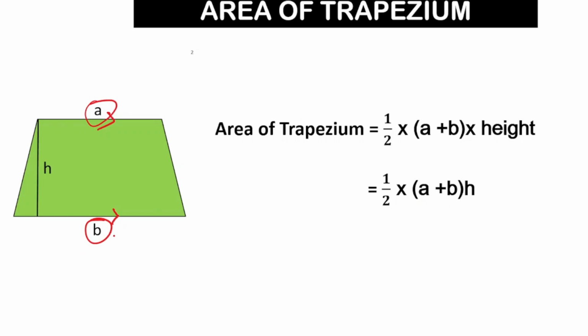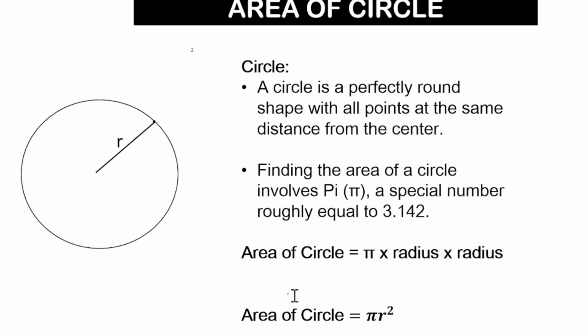Then the next shape that we have here is a circle. So let's look at the area of a circle.